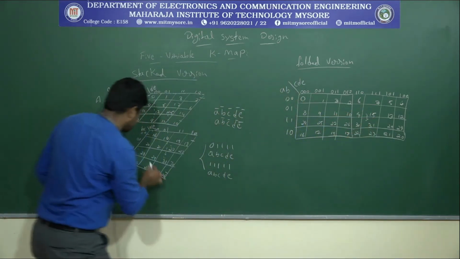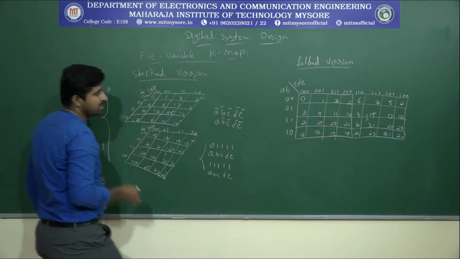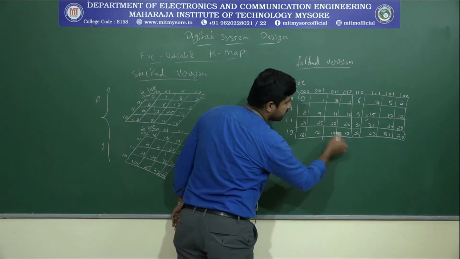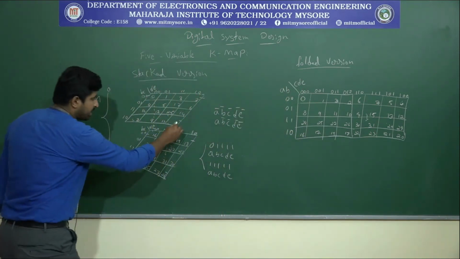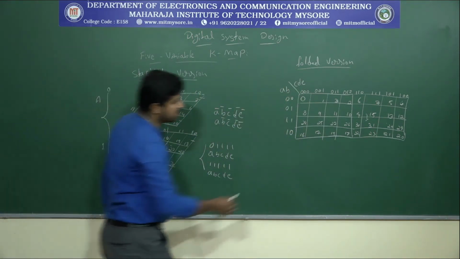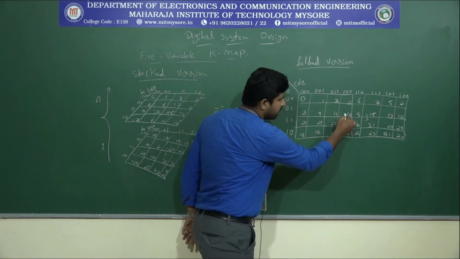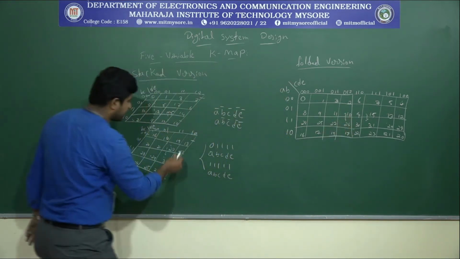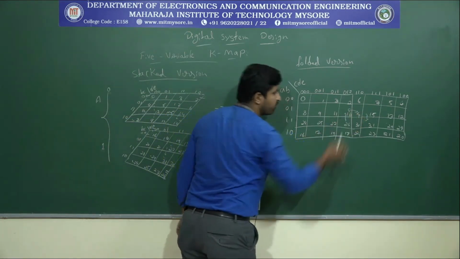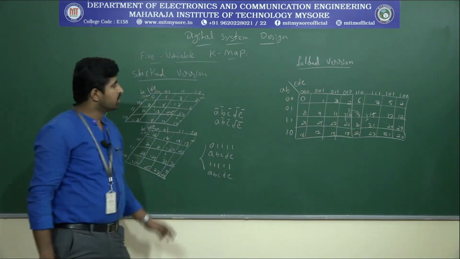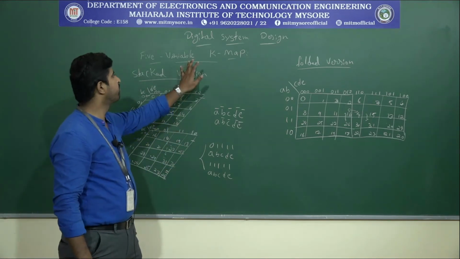Okay. Similarly, next if you take 29, it is adjacent to the 13, and similarly the 13 is adjacent to the 29. Okay, and 10 is adjacent to the 26, and again 10 is adjacent to the 14 here. Similarly, 10 is adjacent to the 14 here. Okay, so this is how we write a 5 variable K map.